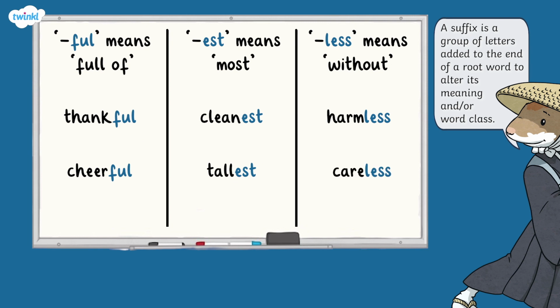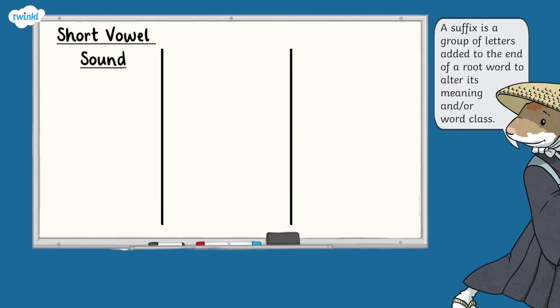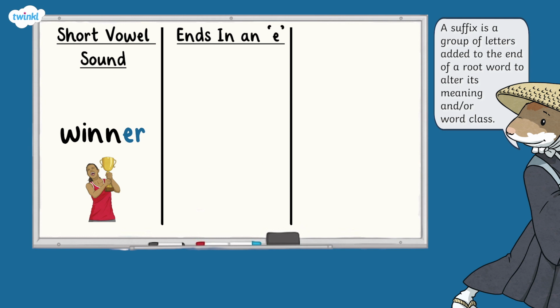It's important to remember that the spelling of a root word sometimes changes when a suffix is added. When the root word has a short vowel sound, A, E, I, O, or U, like the I sound in win, we double the end consonant before adding the suffix. Win would become winner. When the root word ends in an E, like in hope, we must remove the E before adding a suffix, like in hoping.